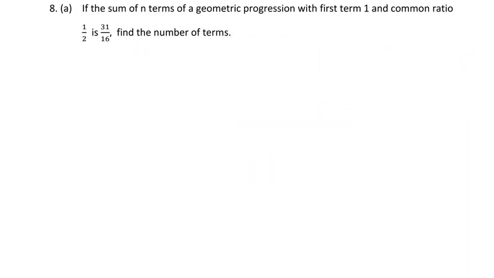Question number 8, part A. If the sum of the nth term of a geometric progression with first term 1 and common ratio 1/2 is 31/16, find the number of terms. Okay, so this one is the geometric progression problem. We've been given that the first term G1 equals 1. The common ratio R equals 1/2. And here we are supposed to find the number of terms, which is denoted as n.